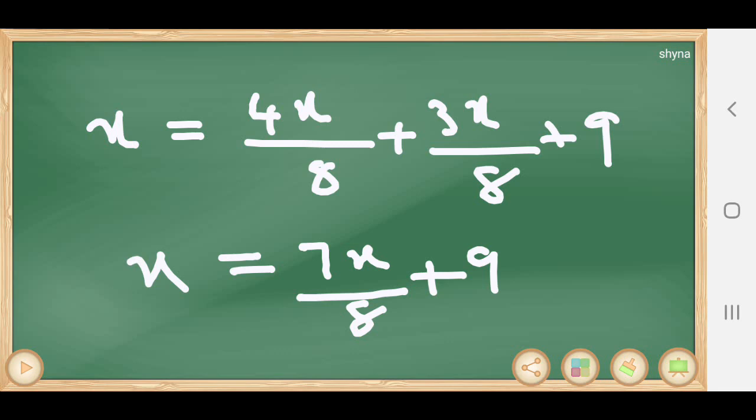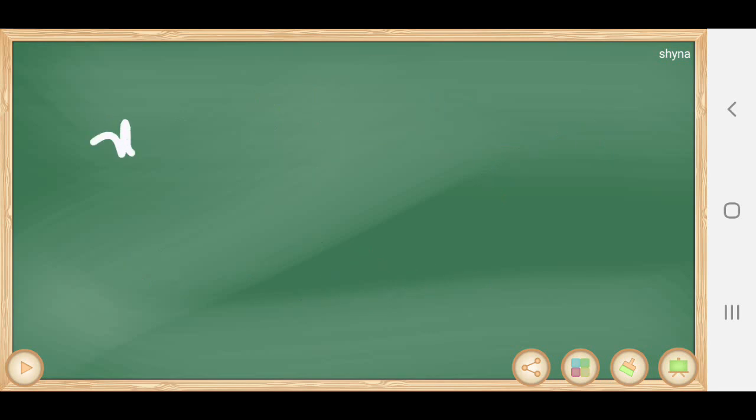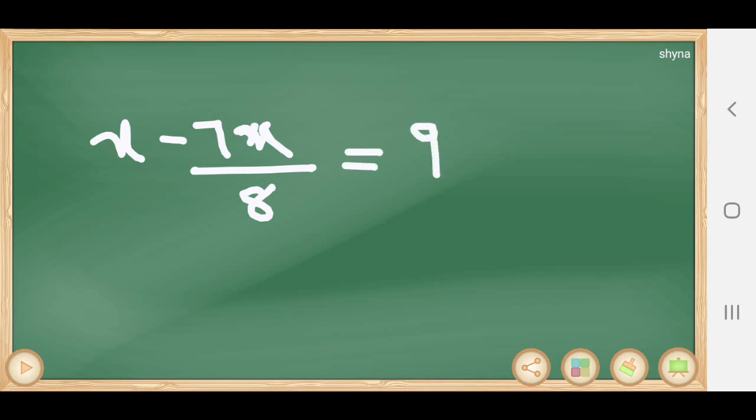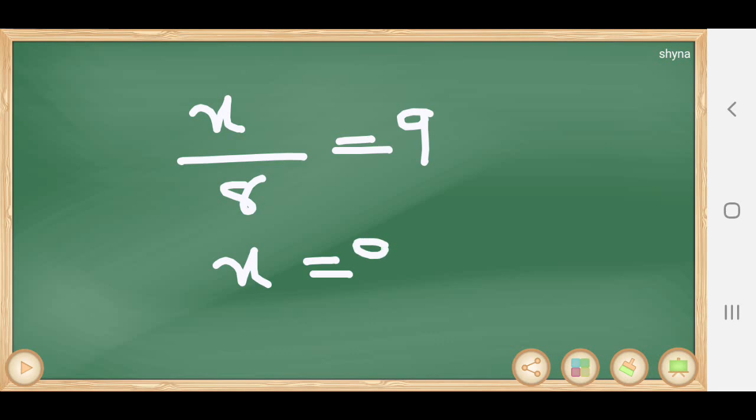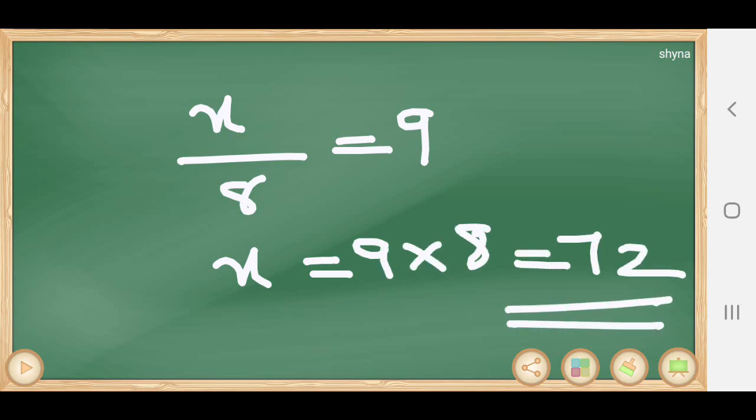So we can transpose this. x minus 7x by 8 equal to 9. Then here x means 8x by 8. 8x minus 7x by 8 equal to 9. What is 8x minus 7x? x by 8 equal to 9. So x equal to 9 into 8 equal to 72. So the total number of deer equal to 72. Okay, dear children, I think all of you understood these two problems.